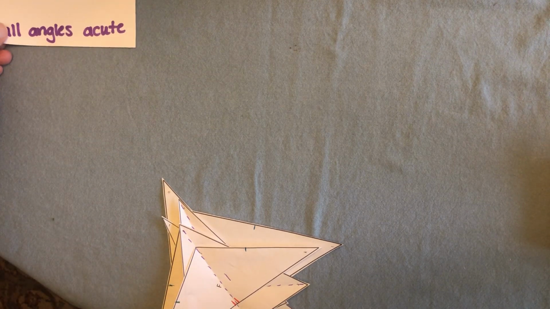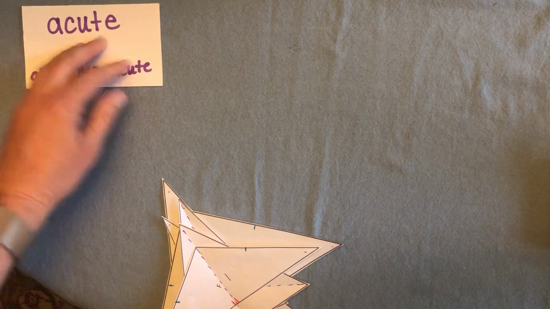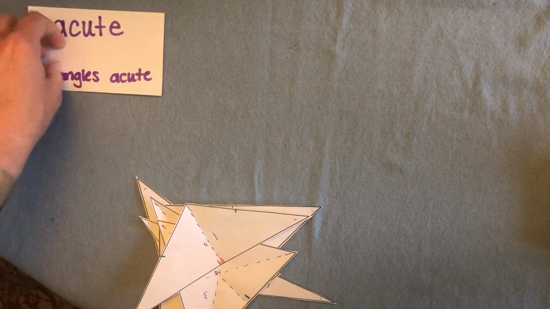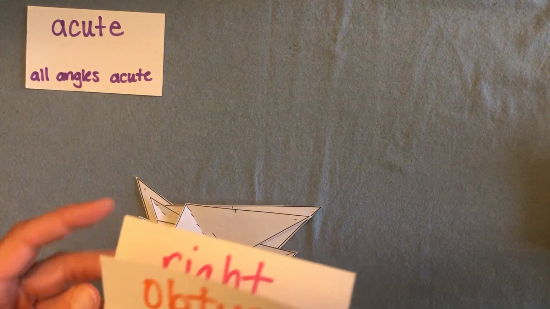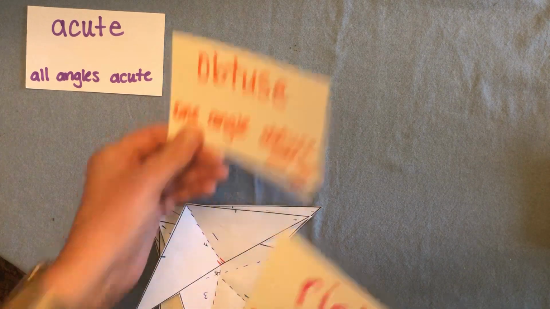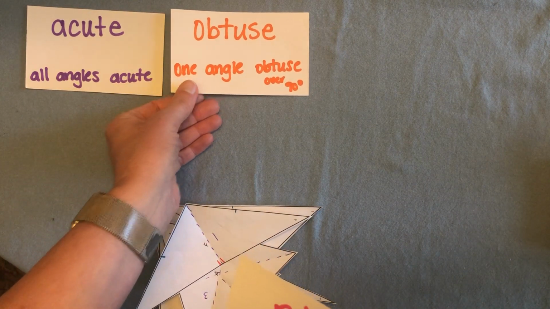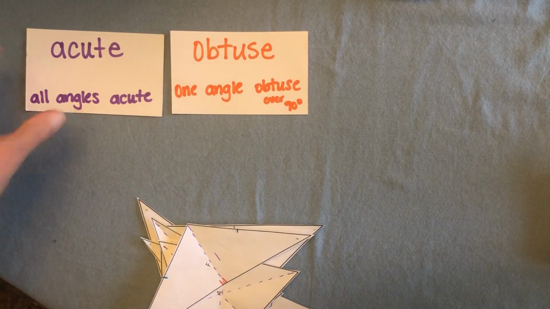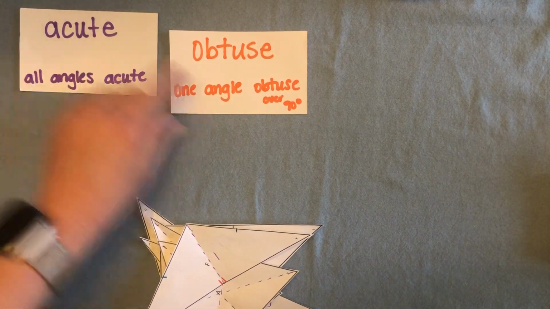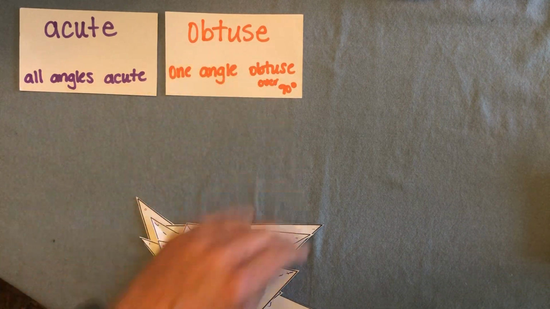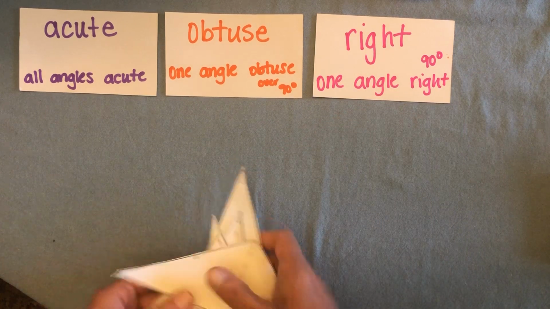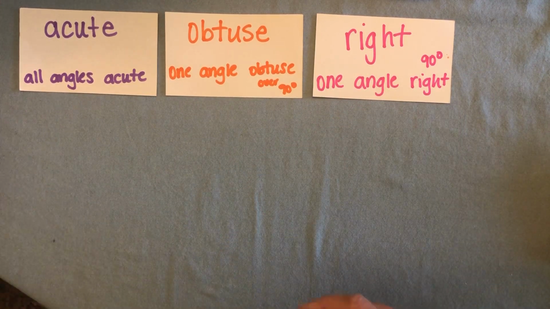So I'm going to put down acute, which you guys know. An acute angle is an angle that is smaller or less than 90 degrees. And this is why we learned about angles before we started to do this. We also know about obtuse angles. And obtuse angles are angles that are greater than 90 degrees. And then, of course, we have right angles. And right angles are angles that are exactly 90 degrees.